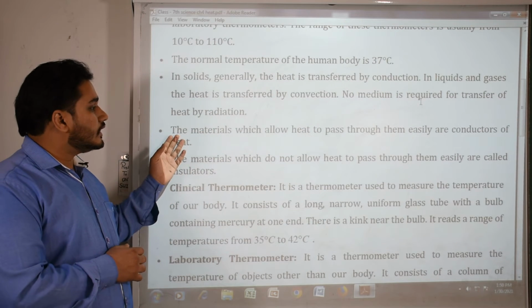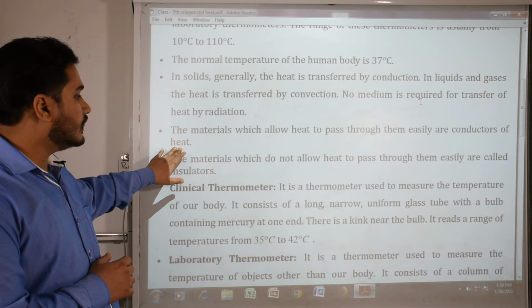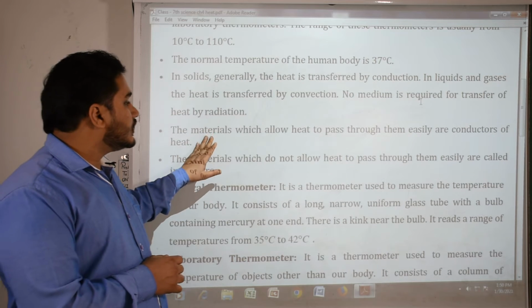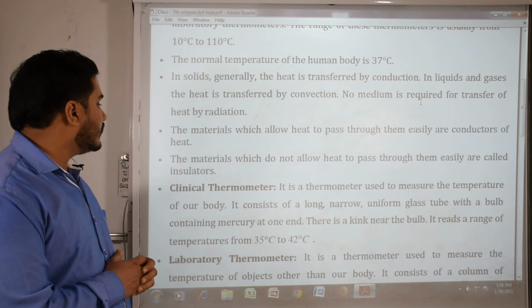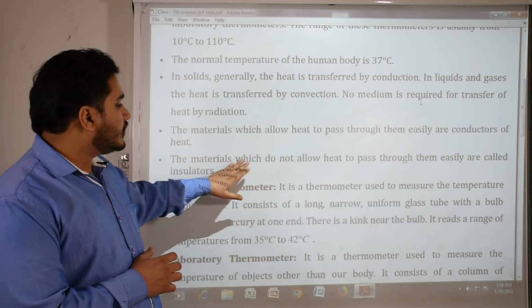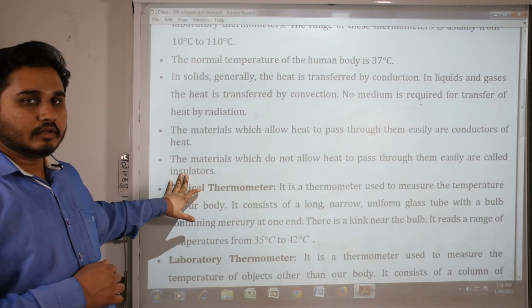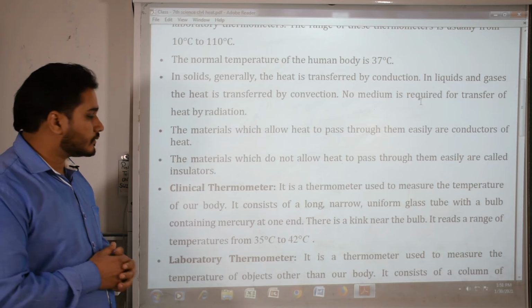The materials which allow heat to pass through them easily are conductors of heat. The materials which do not allow heat to pass through them easily are called insulators. So, conductors are good conductors and insulators are also called bad conductors.